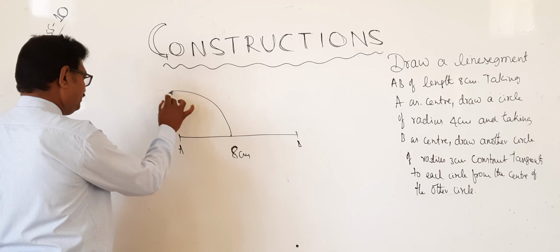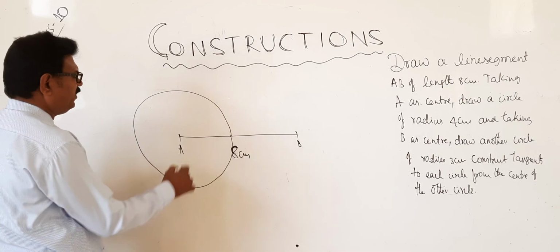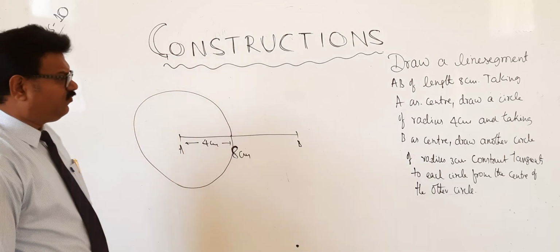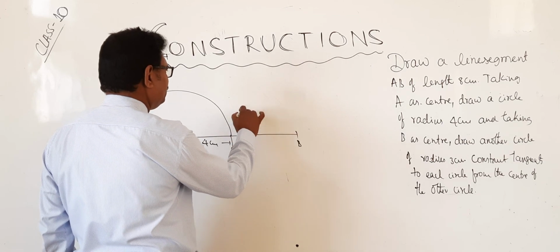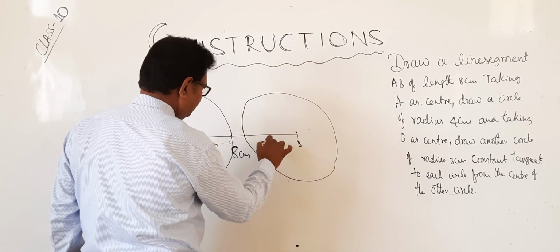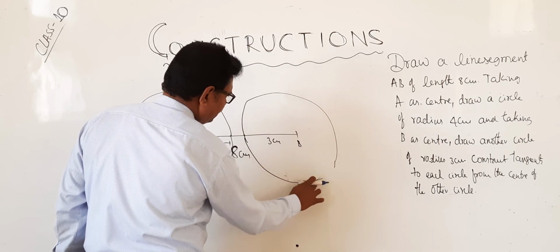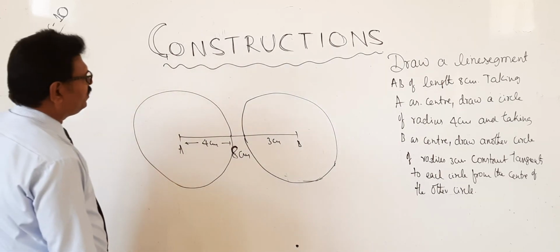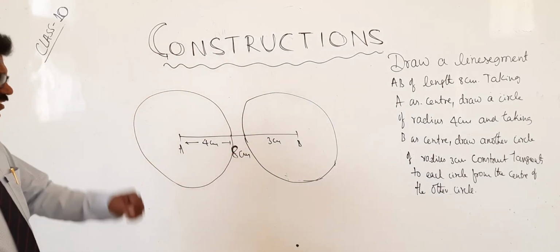Now, actually, you should draw a circle of 4 centimeters with A as center. Yes. A as center, draw an arc of 4 centimeters. Okay? Next, from B, you draw another circle whose radius is 3 centimeters. Okay? Yes. 3 centimeters. Now, from A and from B, we have to draw line segment tangents.